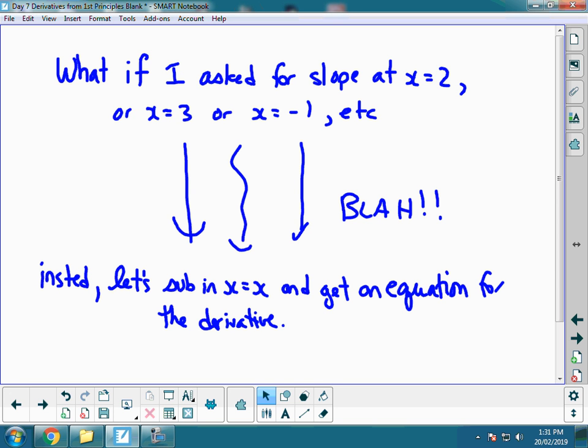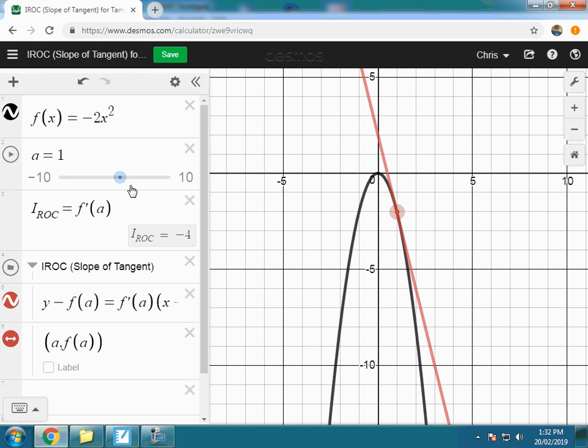So in that example, I had a function and I found the slope at a specific spot. But if I was really interested in all sorts of tangents, I could go off and ask you to find the slope at x equals 2, x equals 3, x equals negative 1. If we had Desmos, it's easy. We just drag this to a new position and figure out, oh, x equals 2, slope is negative 8. And at negative 2, it's 8.